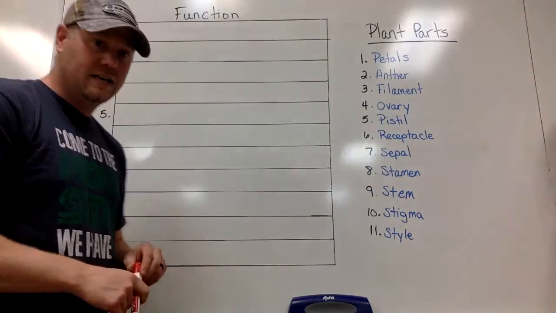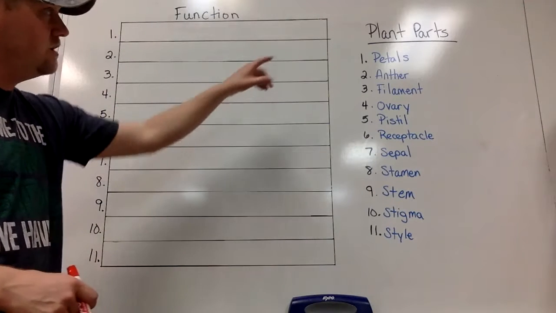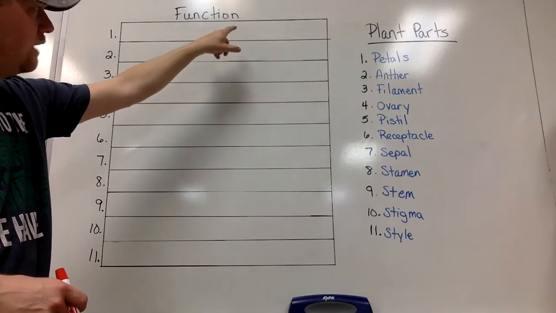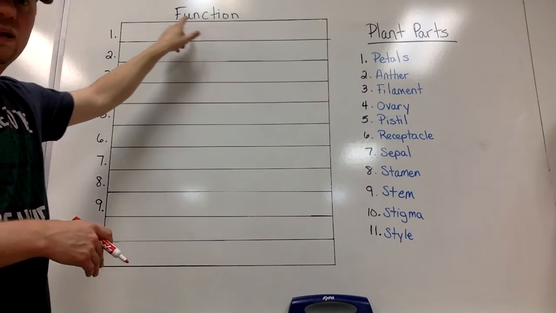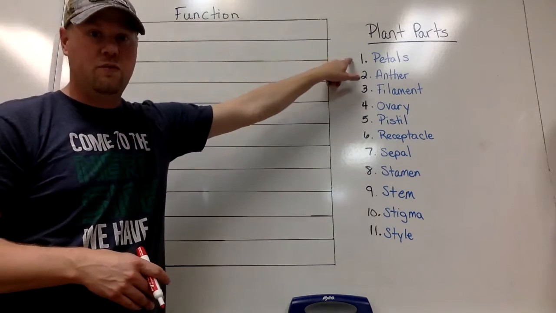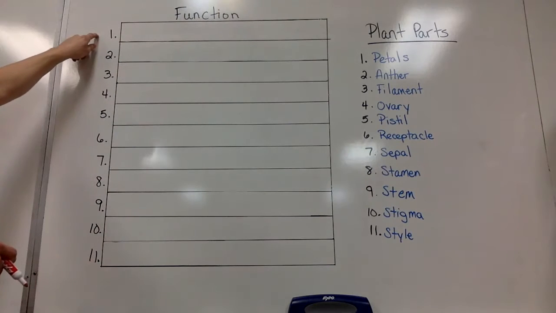All right, so here we go, guys. Let's get started with these 11 different parts of a flower, and we're going to go through the function of each one. I'm going to try to keep it fairly short. Let's start with our very first one, the petals. So petals correspond to number 1.